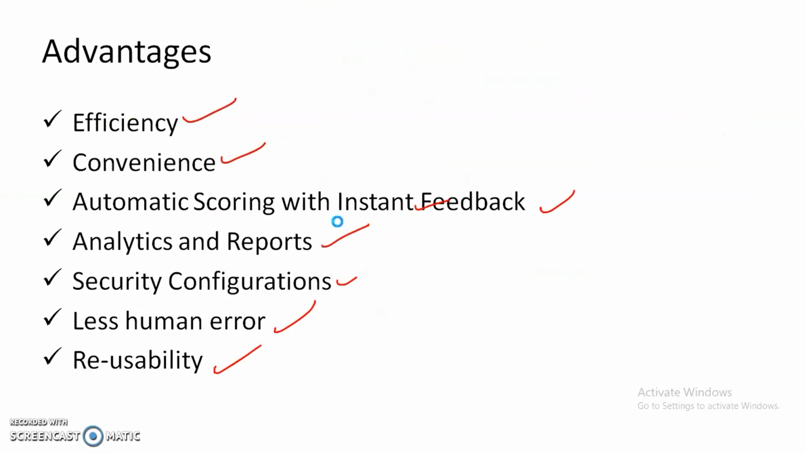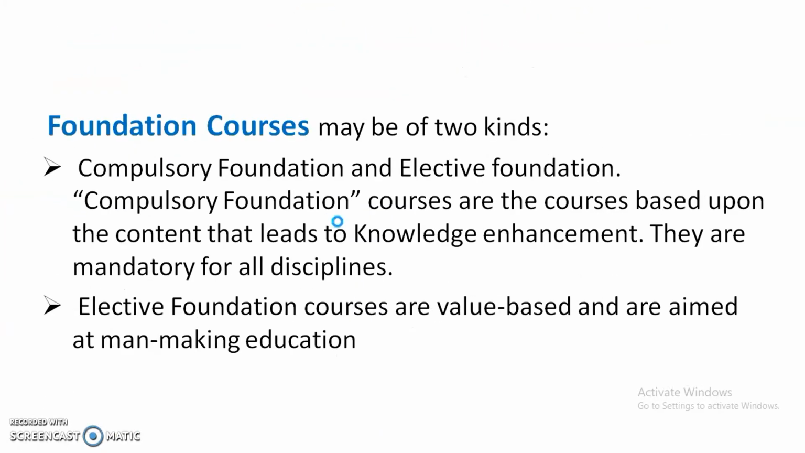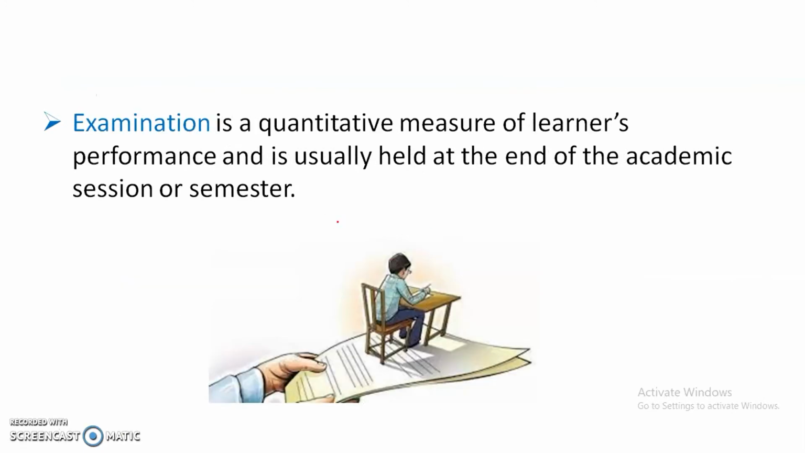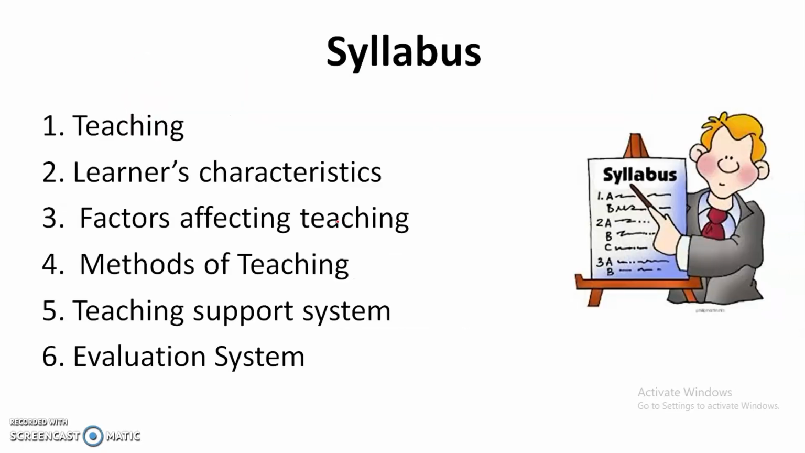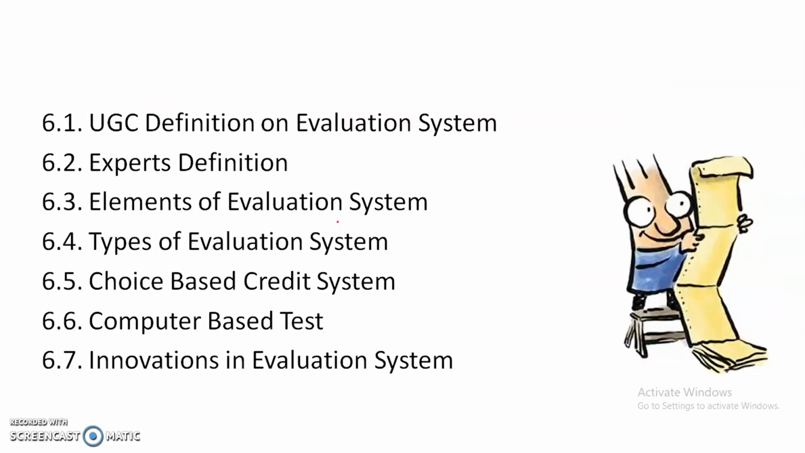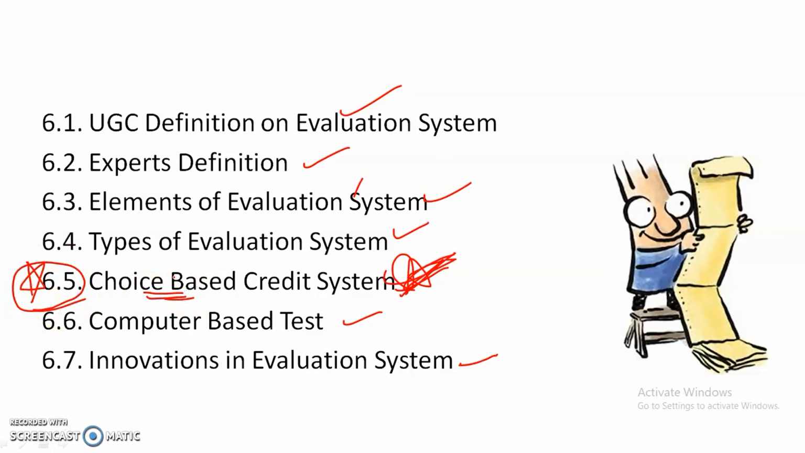So it is the complete topics regarding the evaluation system, right? So please be careful about this one. Why? Because definitely we are going to get one question from this topic. The topics we discussed are definition, experts' definitions, elements, types, choice-based credit system. I think it is a very important concept, and the computer-based test and the innovations in evaluation system. There is a lot of chance of being asked from the choice-based credit system in the exam. But anyhow, please be careful about the remaining concepts also.